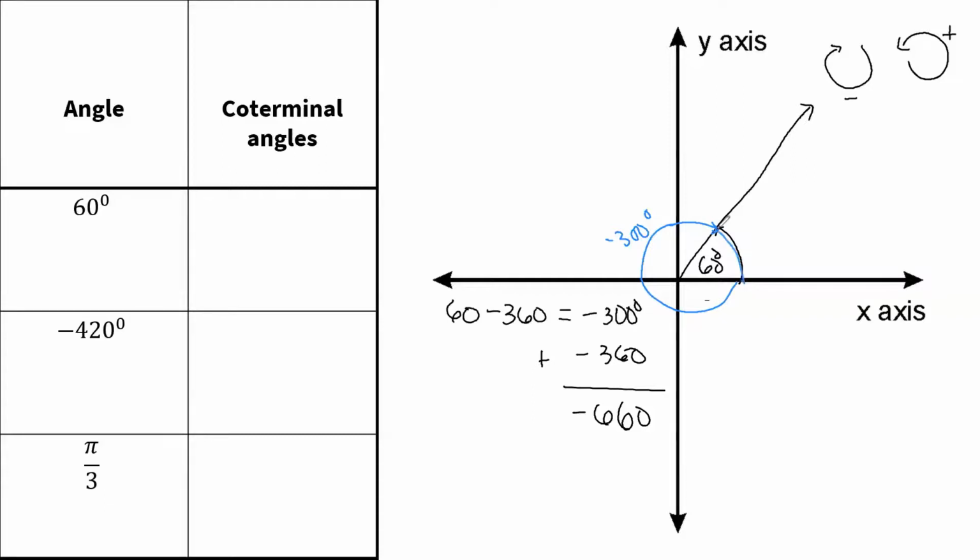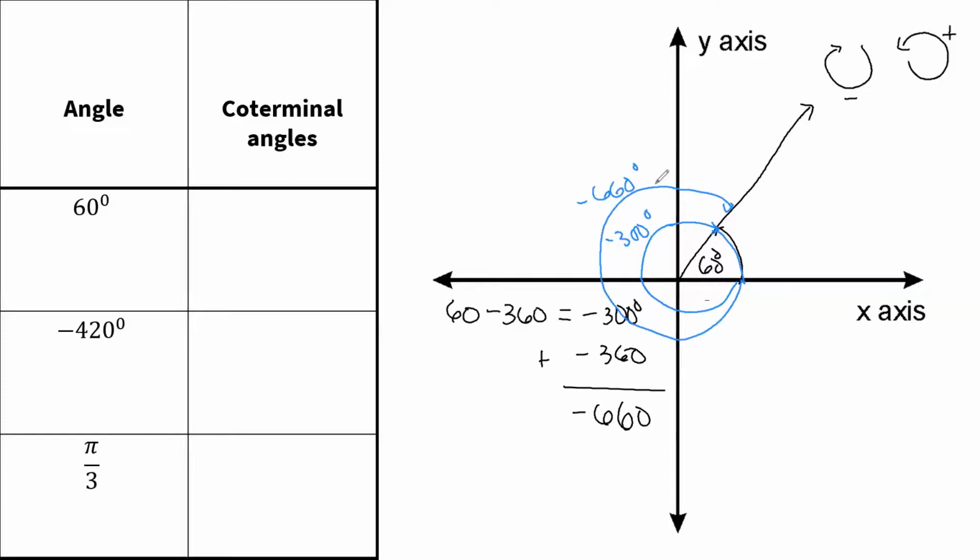So this is negative 360. This is negative 450. This is negative 540. This is negative 630. And this is negative 660 degrees.